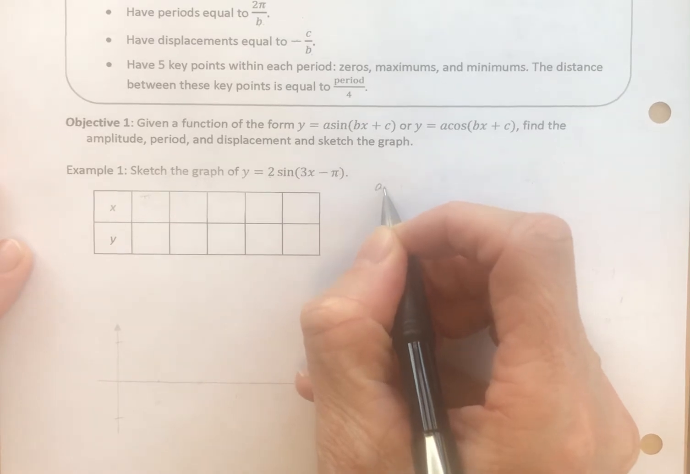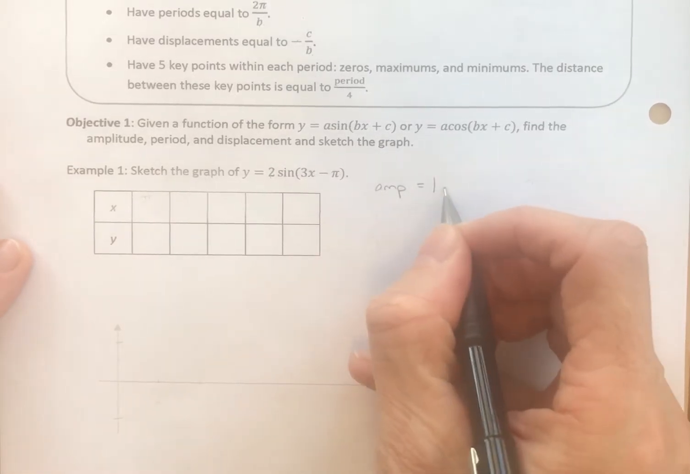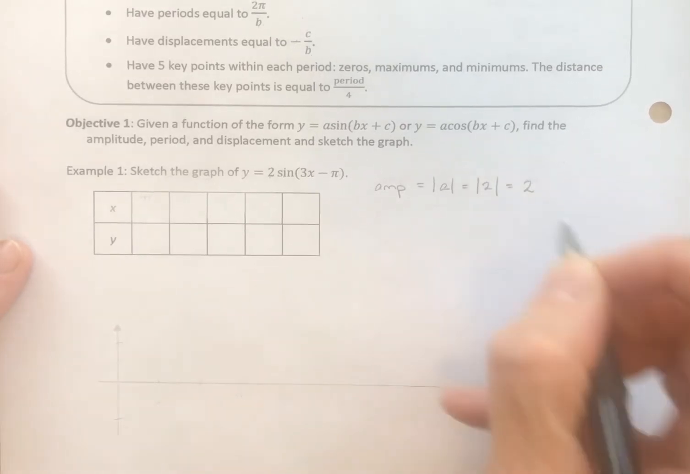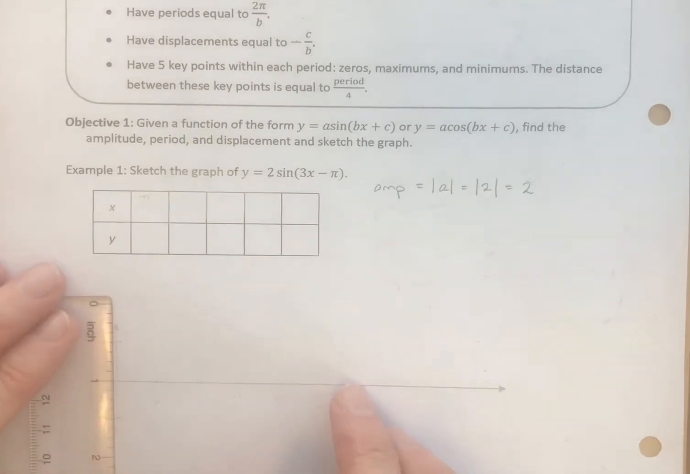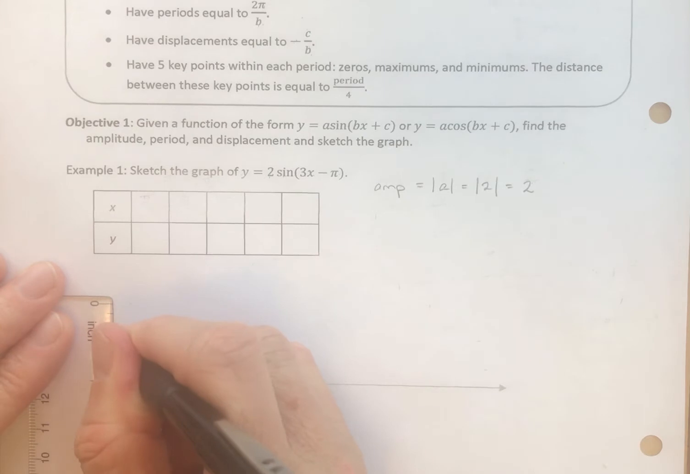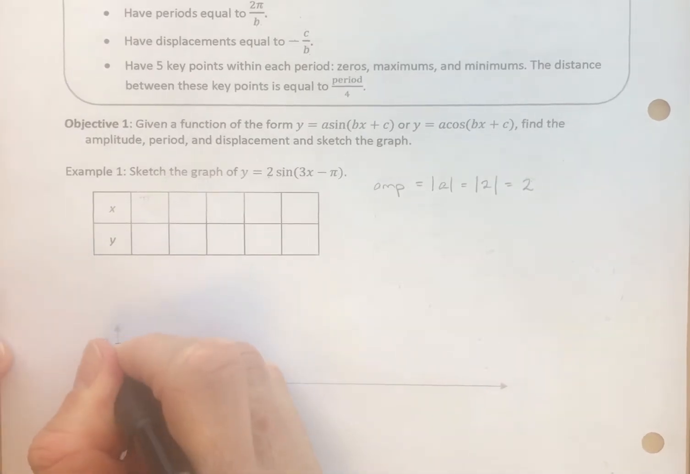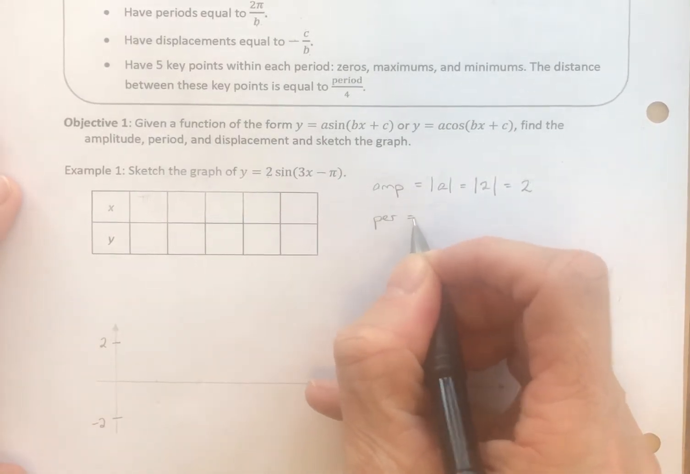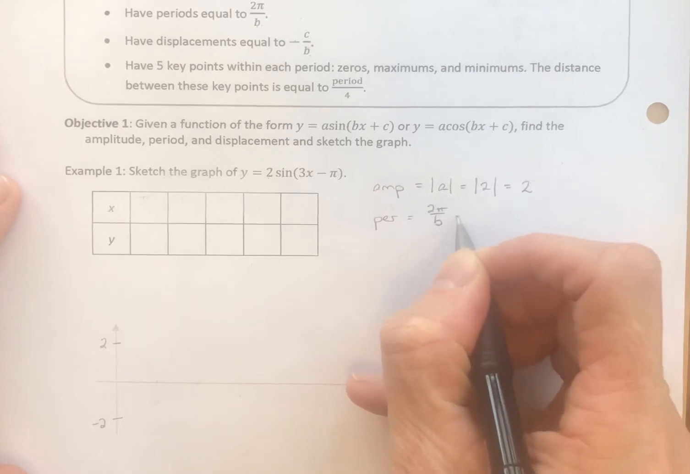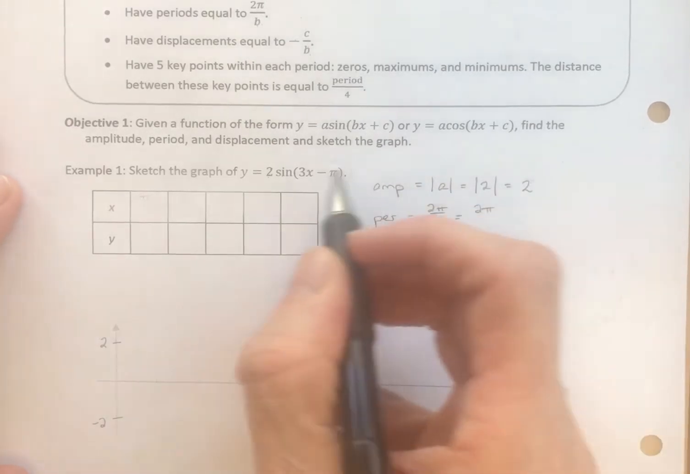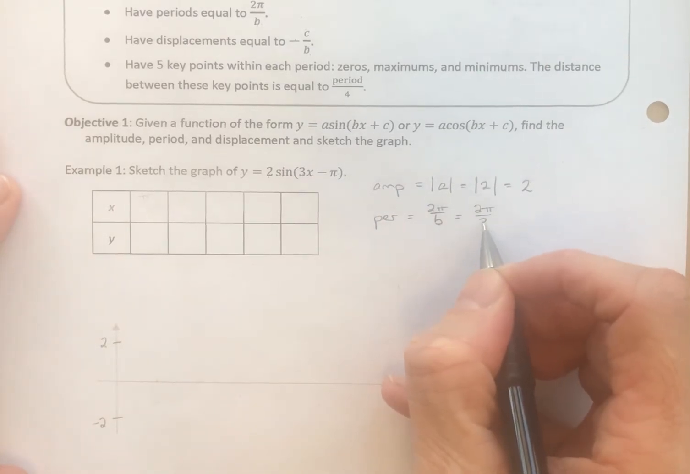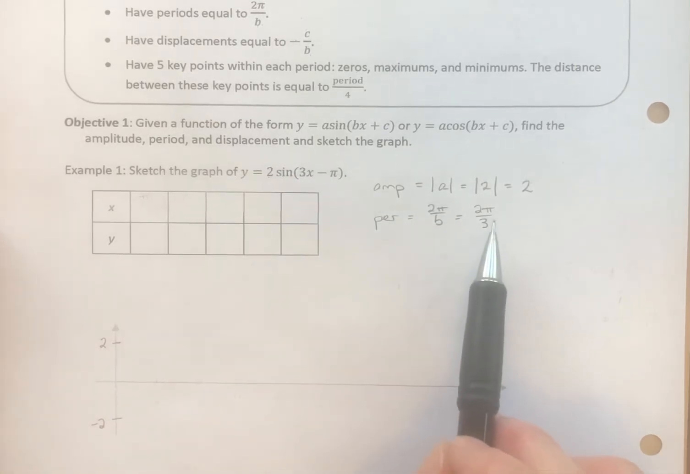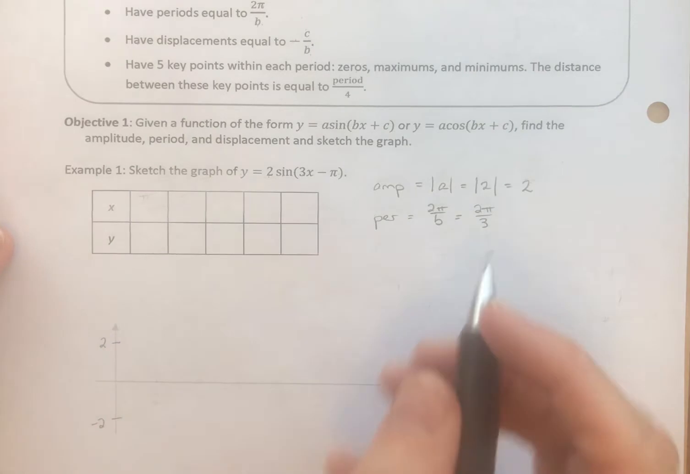Okay, amplitude is equal to the absolute value of A, which in this case is the absolute value of 2. The amplitude is 2. So I'm going to go onto my graph and go up and down, because this is going to go from 2 to negative 2. Okay? The period is equal to 2 pi over b. So that's 2 pi. B is 3. The period is 2 pi over 3. So one full cycle of this function will take place within 2 pi over 3 units.